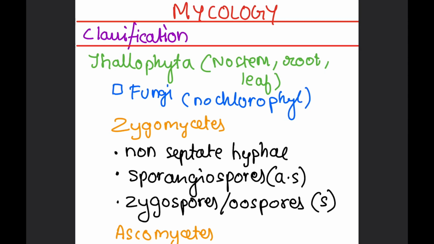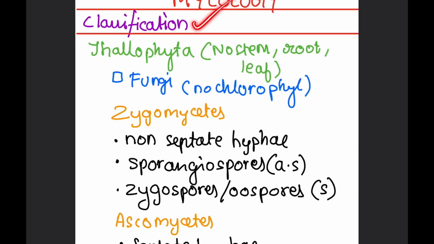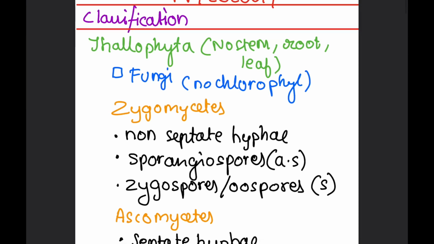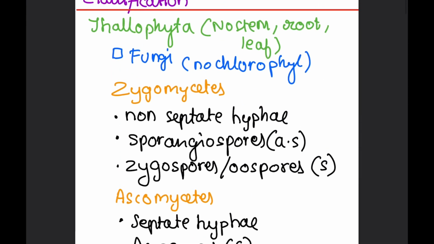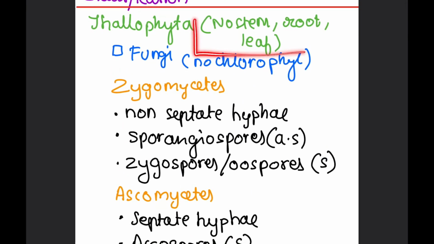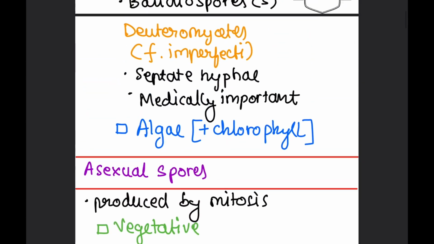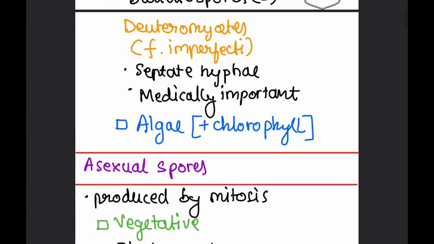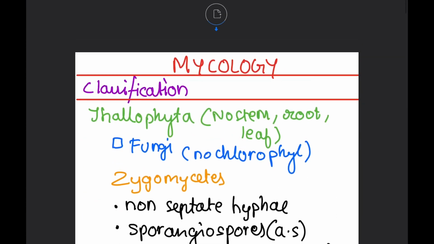And in this concise part 2, we'll be seeing mycology. And here, as always, we'll be seeing a classification first. So, classification of mycology, there is Thallophyta. That basically means that it has no stem, root, or leaf. And under Thallophyta, you have fungi and algae. Fungi, there is no chlorophyll, and algae, there is chlorophyll.